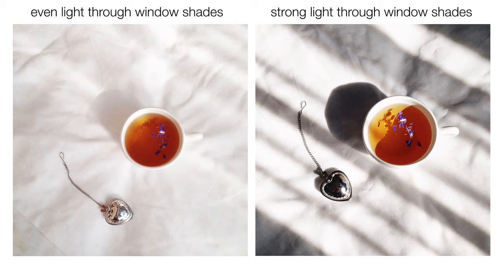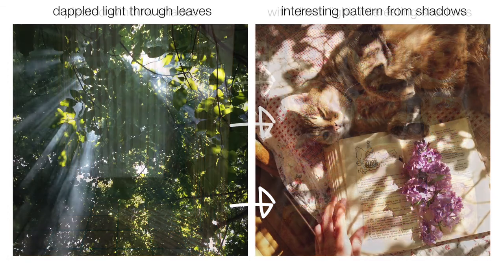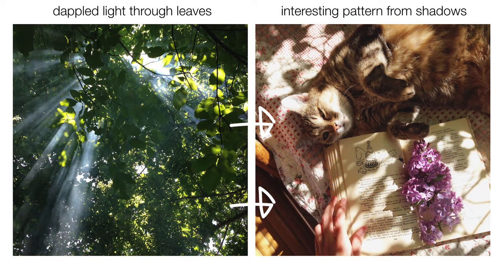So, how do you get this kind of light? Well, you have to be observant of your surroundings. My favorite places for such light are window sills with pleated window shades or window shades with interesting patterns, like in the image on the left. Light will come unevenly through the shades, creating lighter and darker areas. Another favorite of mine is dappled light coming through the leaves, like in this example.